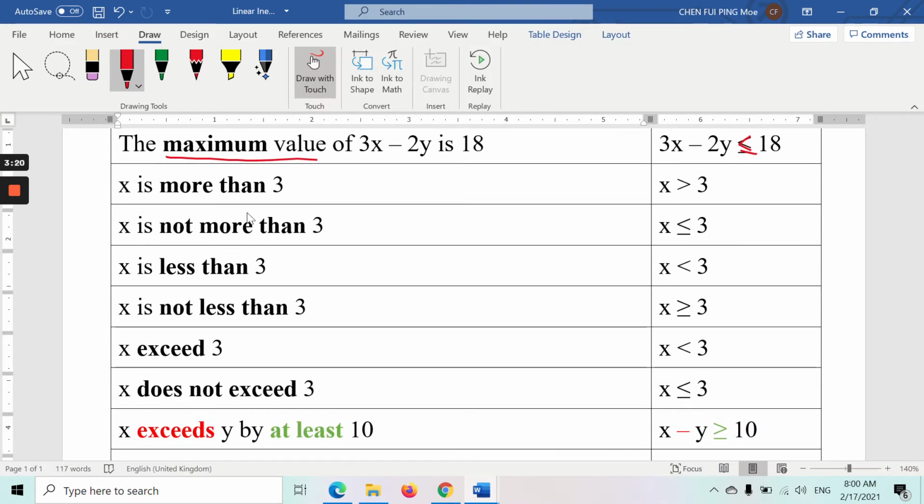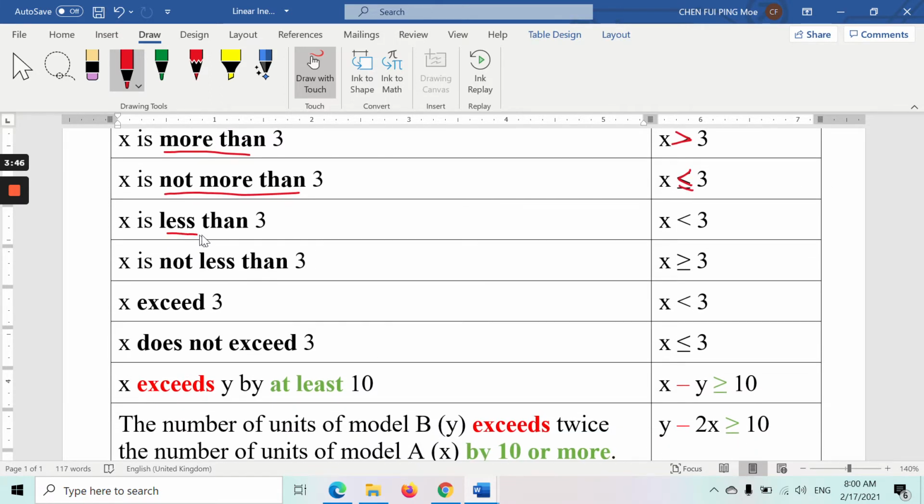And then next one. If you see more than, x is more than 3. Maksudnya x melebihi 3. X 大过3. So more than is greater only. Not more than will be less and equal. Not more than 是不多过3. Kurang daripada 3 termasuk 3. And then if less than 3, kurang daripada 3, 少过3, that is less. Okay, meaning that not less than will be greater equal.